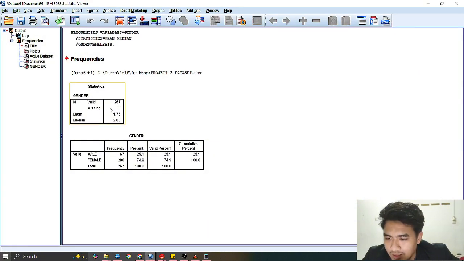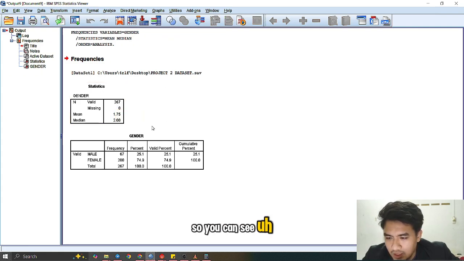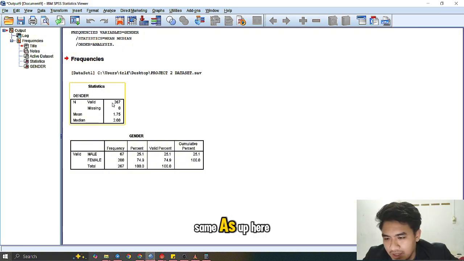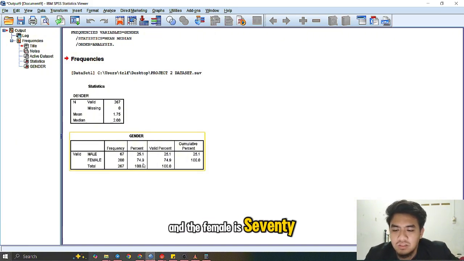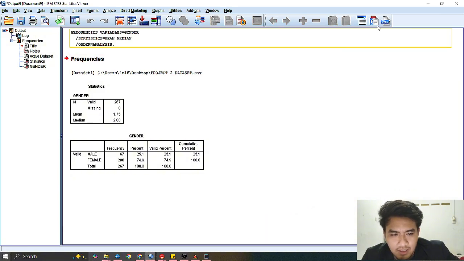And then you can see here the respondents are 267 and none is missing. So you can see the mean and median. And below here in the table you can see the frequency of male and female, which is male is 67 and female is 200, making the total of respondents 267, same as up here as the N value, which is the respondents. The system also gives you the percent, which is male 25.1% and female 74.9%. And here is the frequency of the gender.